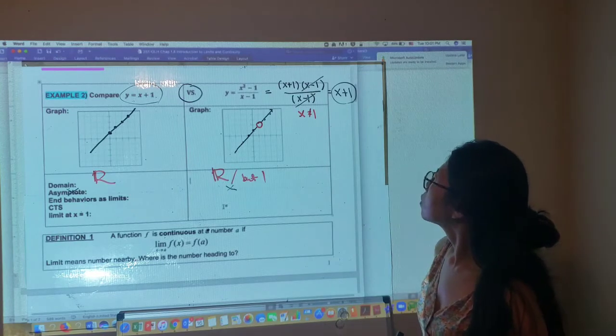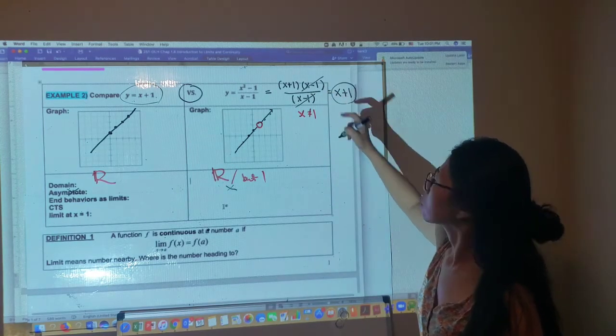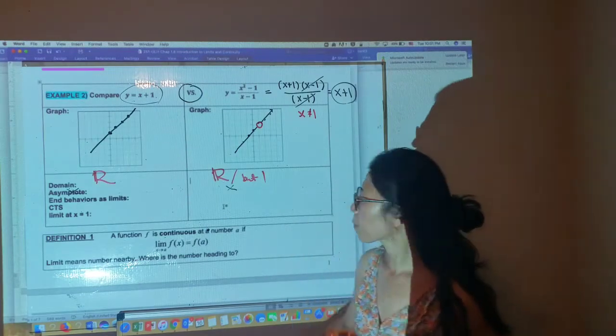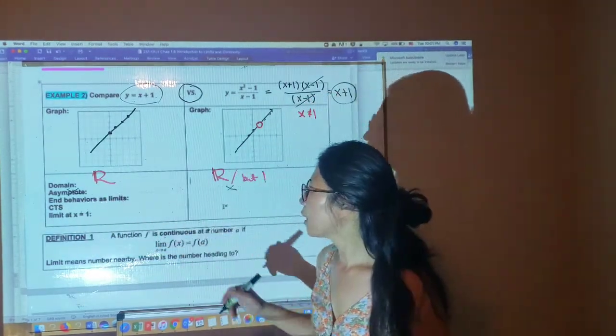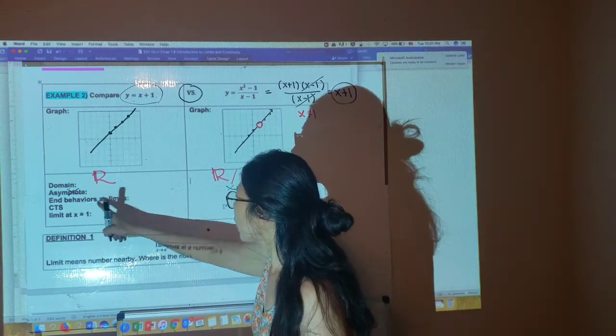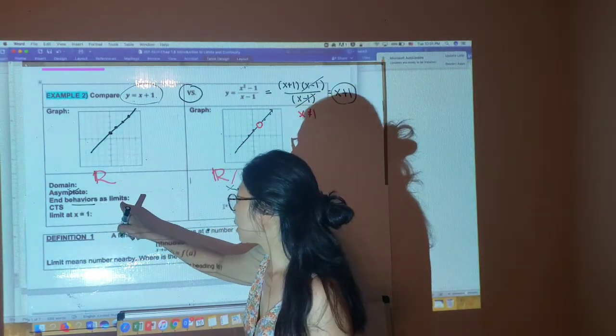Why don't we have an asymptote? Because after you divide, that's what you get as an equation. It doesn't look like a rational function anymore. Now I want to talk about end behaviors as a limit. So I'm going to start introducing limits here. End behaviors we can describe as a limit.